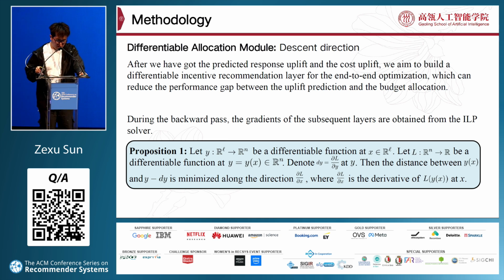During the backward pass, the gradients of the subsequent layers are obtained from the ILP solver. And we build a proposition for the solver to find the descent direction of the gradient. For further detail, the proof can be seen in our paper.